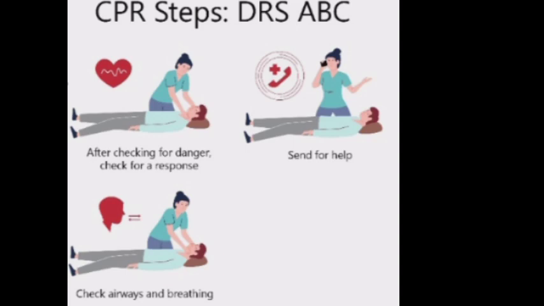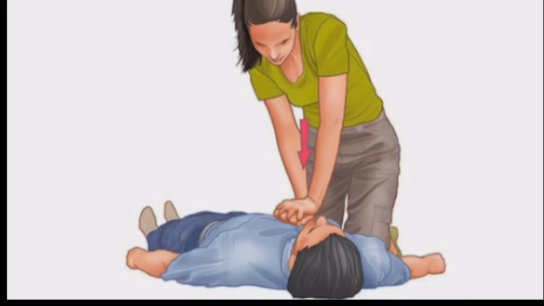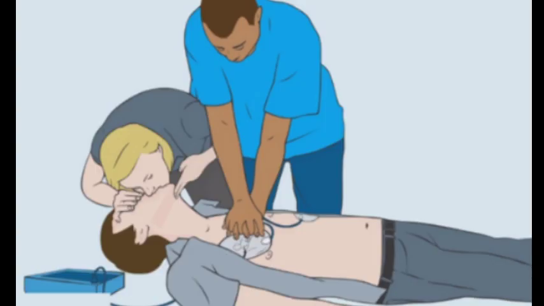Now, how to perform CPR? You position the patient on a firm, flat surface with the patient's face upward. Look, listen and feel for breathing. When you check the carotid pulse, you check it for 10 seconds, not more than 10 seconds. If no pulse is found, start chest compressions. Perform 30 compressions and 2 ventilations, or breaths, and you repeat the cycle.